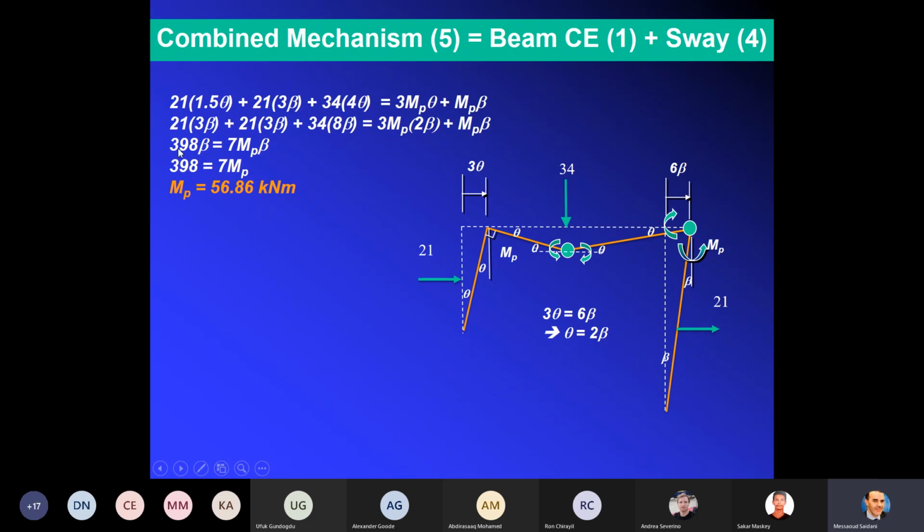Simplifying, we'll have 398 beta equals 7 mp beta, okay? 3 times 2, 6 plus 1, 7 mp beta. And if you divide 398 by 7, you get 56.86 kilonewton meter. And this is the plastic moment, the moment of resistance for this combined mechanism.